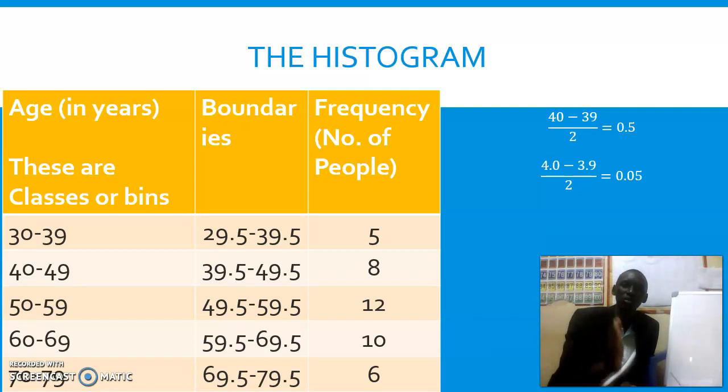If we had, for example, 4.0 to 4.9 and 3.0 to 3.9, you realize the gap in the bars will be 0.1. And that 0.1 divided by 2 gives you the 0.05. So for you to get your boundaries, you will add 0.05 and subtract 0.05.